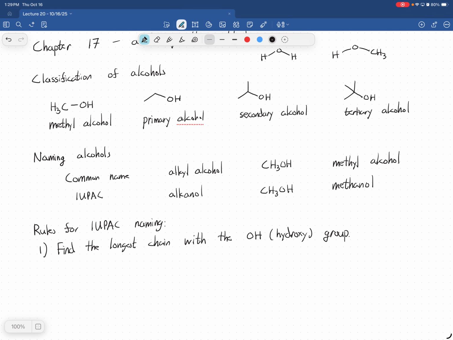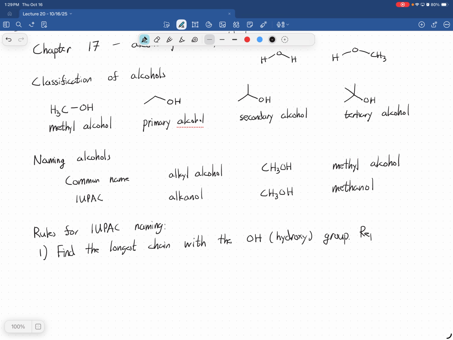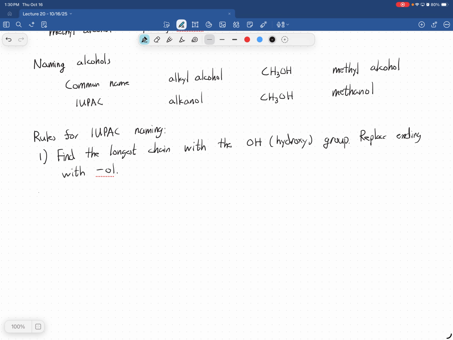So you're going to take this group here. All right? You're going to replace the ending with -ol. All right? So, for example, butane, butanol. So this is where we have priority now. Alcohols are higher priority than alkanes. So that's why we don't name this as a substituent. We now change the base name.